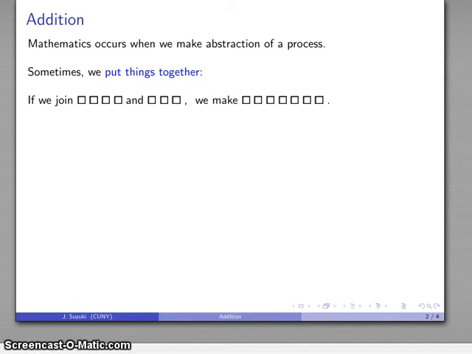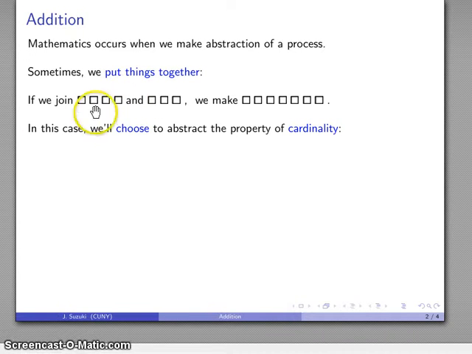That is a process. Now, when I do mathematics, what I'm going to do is identify some abstract feature of this process, and that's going to be our mathematics. And we can choose what we want, and in this case, maybe the feature we'll choose is we'll take a look at the cardinality. So I have a collection of things here. I have a collection of things here, and when I put them together, I get a collection of things, and maybe the thing I'll focus on here is the cardinality of these collections.